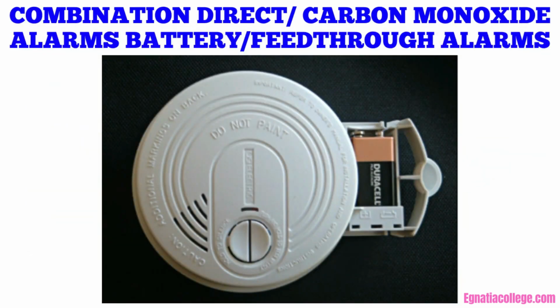Combination direct/carbon monoxide alarms, battery/feed-through alarms. Combination units are connected directly to a 120-volt AC circuit, not GFCI or AFCI protected, and are equipped with a 9-volt direct current DC battery. In a power outage, these alarms will continue to operate on the 9-volt DC battery. The ability to interconnect a number of alarms offers whole house protection, because when one unit senses smoke, it triggers all of the other interconnected units into alarm mode as well.